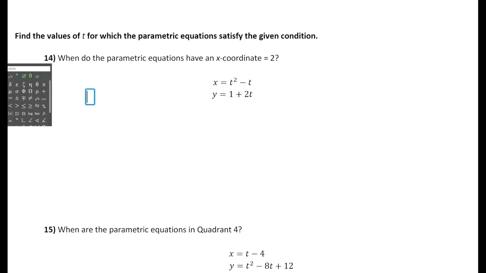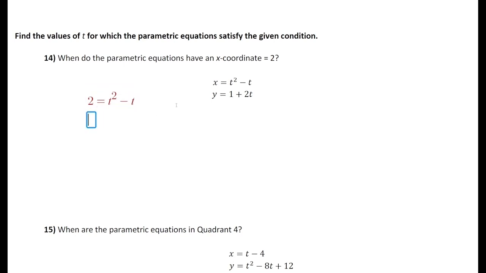So we just want to set the equation here equal to 2, the x equation. So we got 2 equals t squared minus t, and we just need to solve this. So this looks like it will hopefully end up being a factoring problem. It may turn out to be where we need to use the quadratic formula if it doesn't factor, but I think it is going to factor. So we start by subtracting 2 from both sides, and then, yeah, this one is going to be factorable. So we get 0 equals t minus 2 times t plus 1.